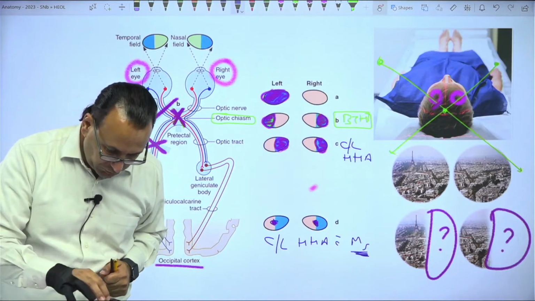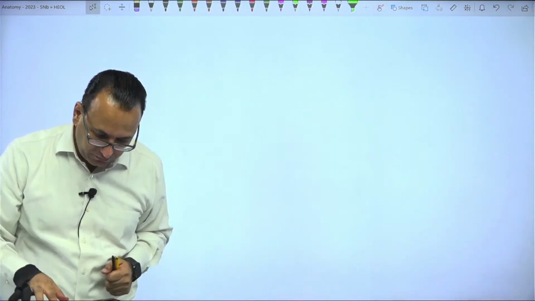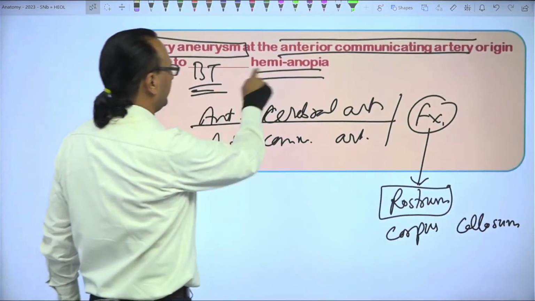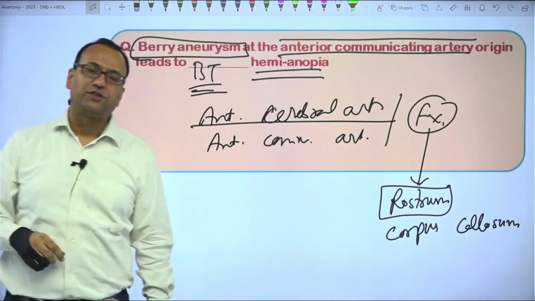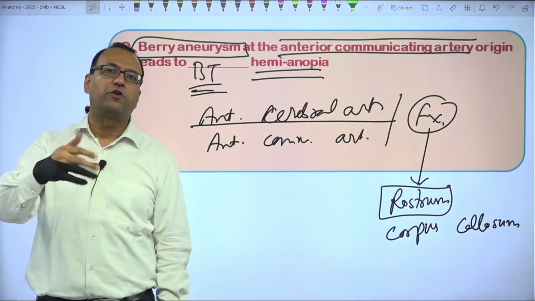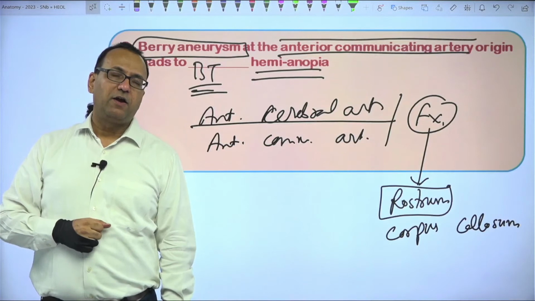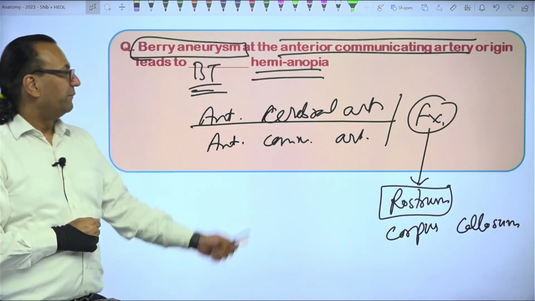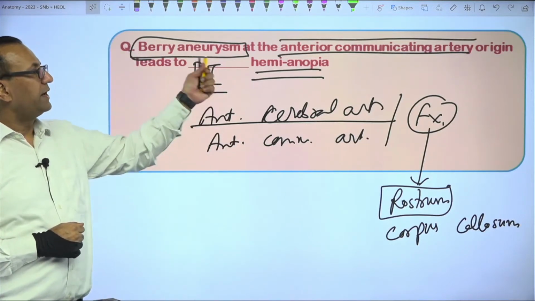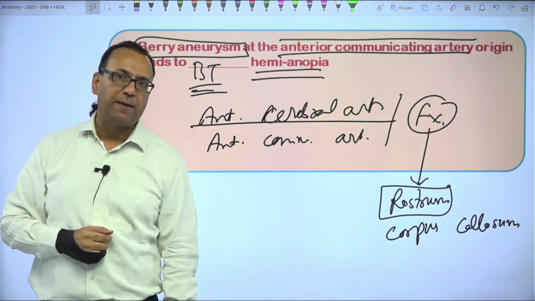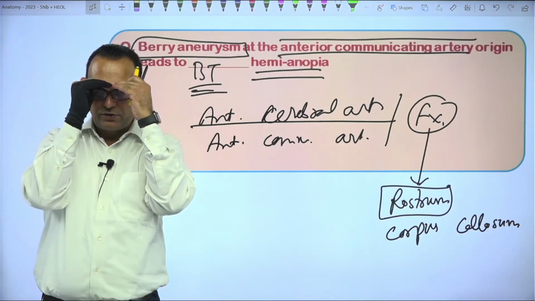Okay, so as we were asking for this question, you already know the answer should be bitemporal hemianopia. This will be the same answer if you had a case of pituitary tumor, because a pituitary tumor is also a midline tumor affecting the optic chiasma, so it will present with bitemporal hemianopia or tunnel vision.